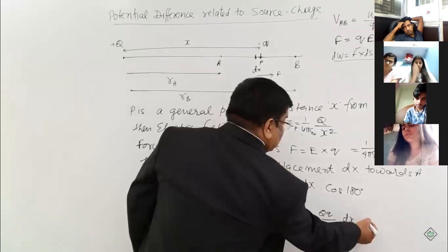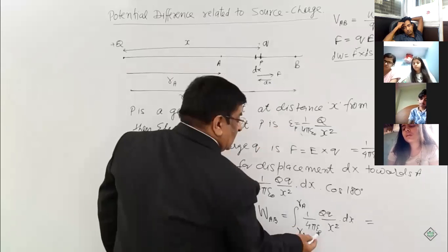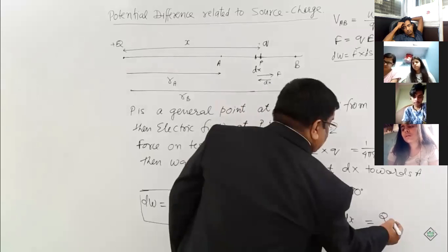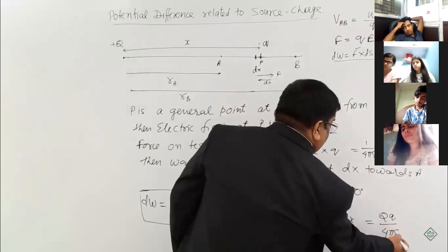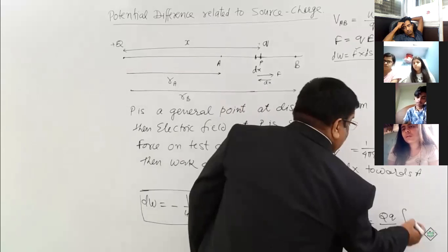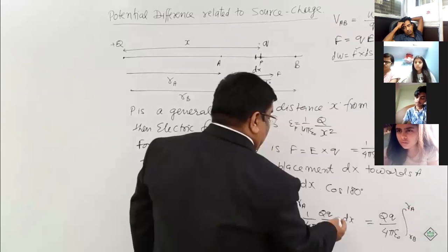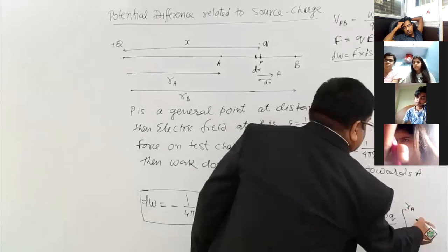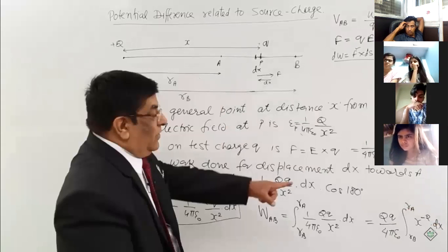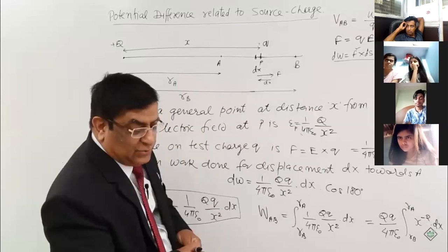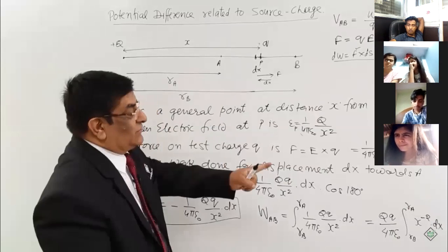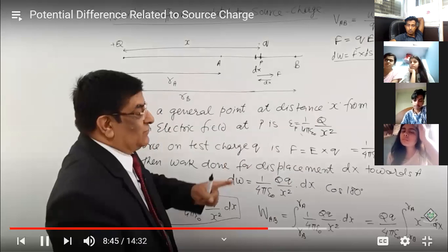Now this is equal to, this is constant, all will come out, so Q upon 4 pi epsilon naught and integration from RB to RA, and here we get 1 upon x square dx, that means x to the power minus 2 dx. Now here we do the integration of x to the power minus 2, and integration of x to the power minus 2 is increase the power by 1, x to the power minus 1 divided by minus 1, that is integration.